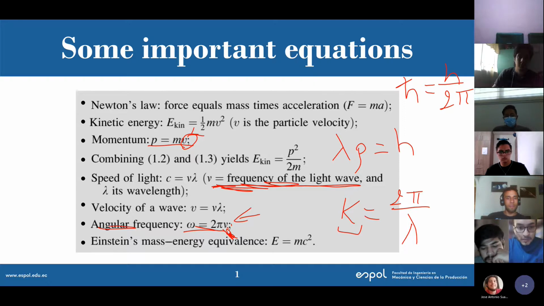Wait, actually, I'm missing this equation as well. The energy is equal to the velocity, sorry, that's frequency actually, times Planck's constant. The frequency of the light wave times the Planck's constant. That's also an equation I was missing.